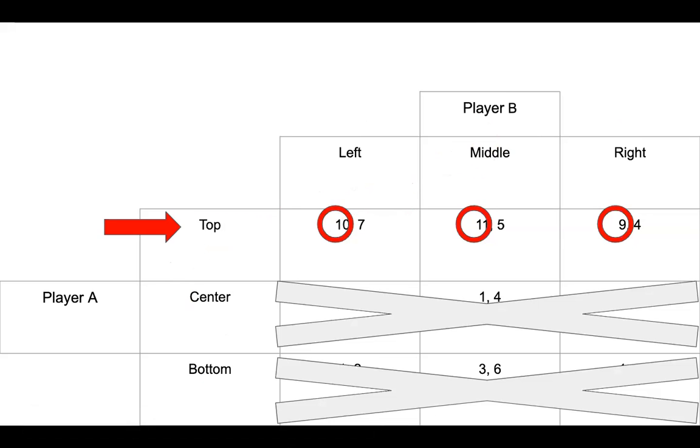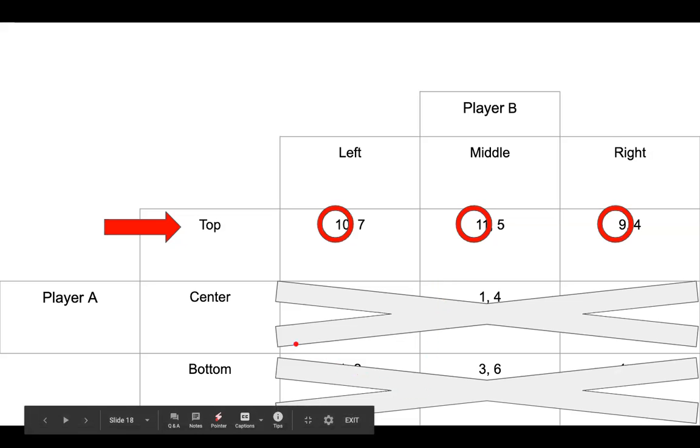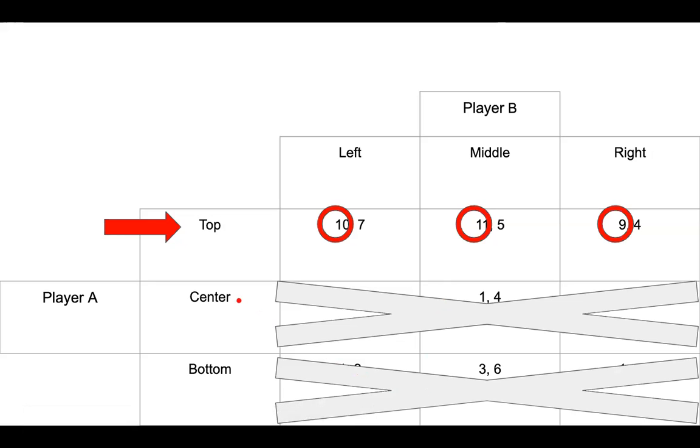So now player B themselves has a choice. It's no longer a game, really, once you eliminate center and bottom. Player B now just has to make a decision because player A is going to choose the same thing no matter what. So what's player B going to go for? Yeah, left, exactly. Player B is going to go left, and thus that's the Nash equilibrium.